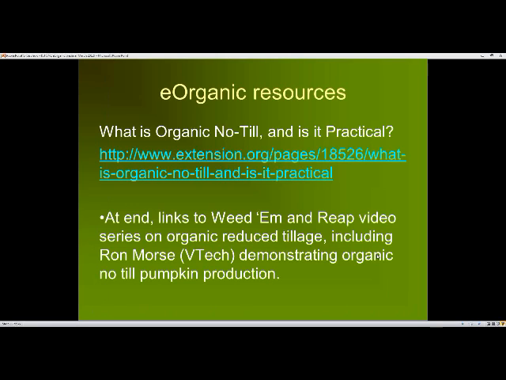You could adopt this in various regions of the country and other types of pathosystems in which you're trying to prevent splash of the pathogen from the soil to the plant. And it has a high degree of certainty that that would work. If you want to know more about implementing organic no-till, eOrganic does have a great article by Mark Schoenbeck from Virginia on this practice. And at the very end of that article, he actually links to some videos, including one by Ron Morse, who pioneered this pumpkin system at Virginia Tech, demonstrating organic no-till pumpkin production. And there's information on other reduced tillage strategies there as well.